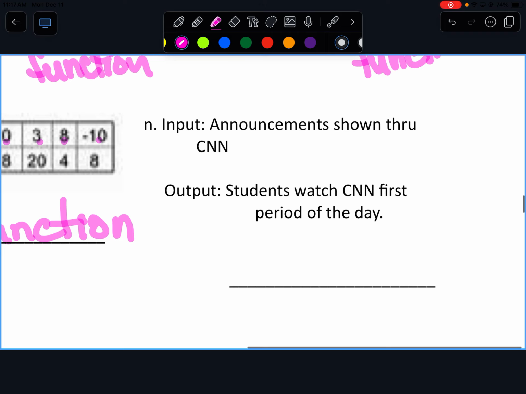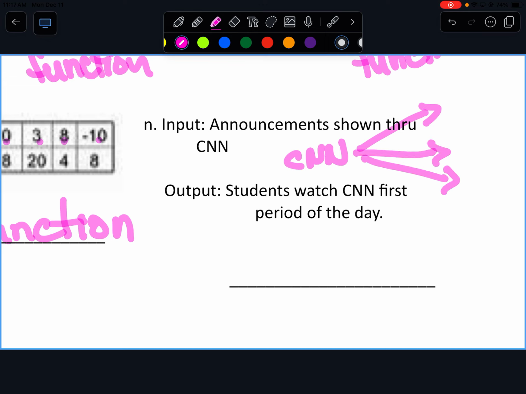Okay, so we have CNN, and it's going to Ippolito's class, it's going to Grambois' class, it's going to whoever's class. So that one thing is going to different classrooms. So that would be not a function.